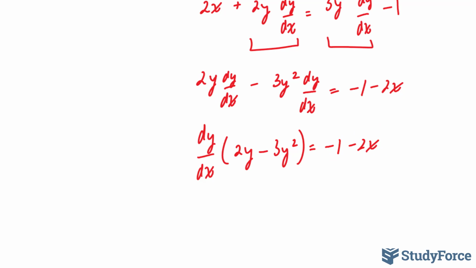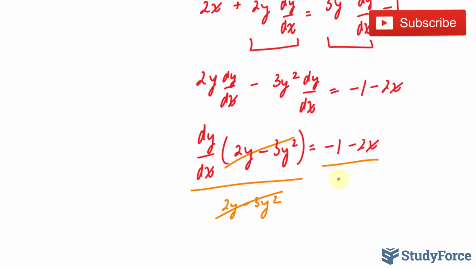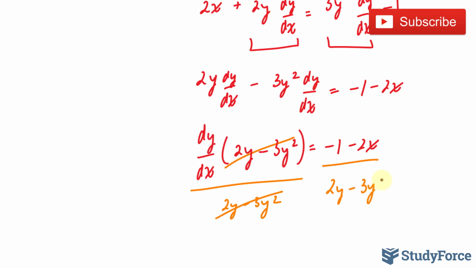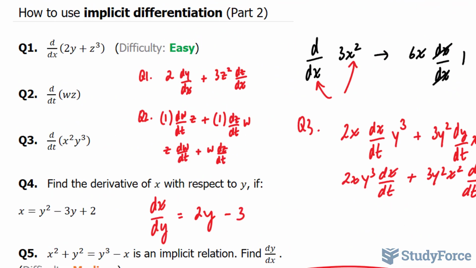And now we can divide both sides by 2y minus 3y squared, leaving us with the expression on the right side as our answer. And of course, you can factor out a negative here if you would like, but that's not necessary. So there you have it. 5 examples on how to use implicit differentiation.